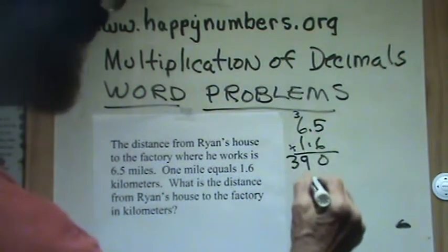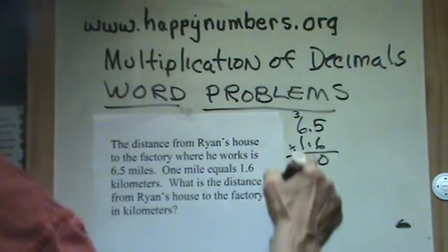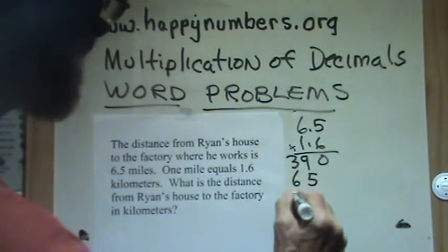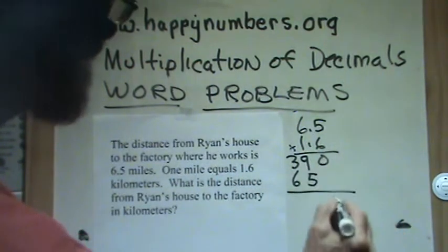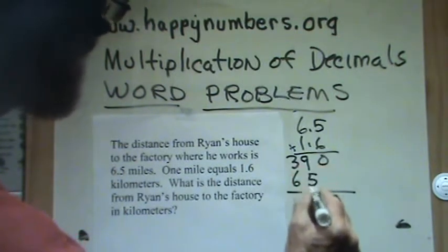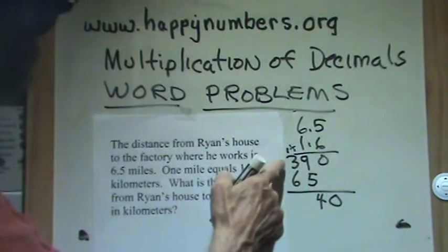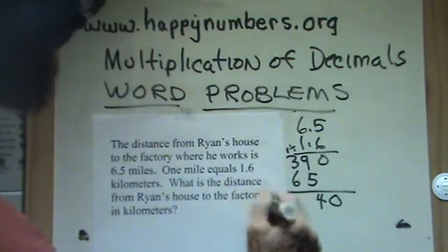Now over here, 1 times 5 is 5. 1 times 6 is 6. So now I can add 0. 9 and 5 is 14. Carry the 1. 1 and 3 is 4. 4 and 6 is 10.